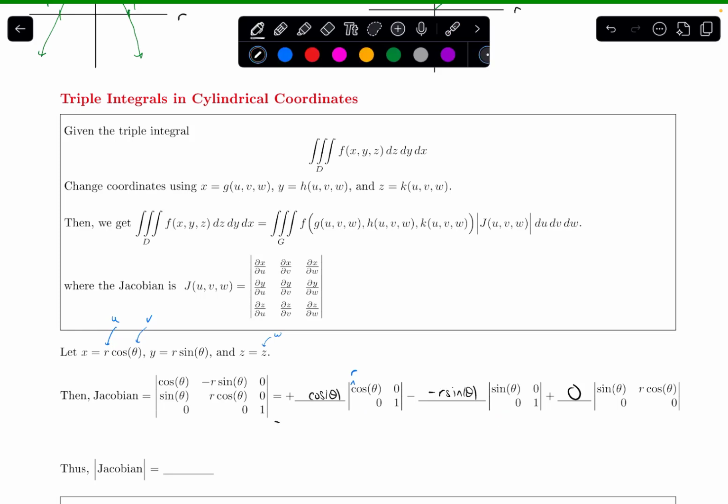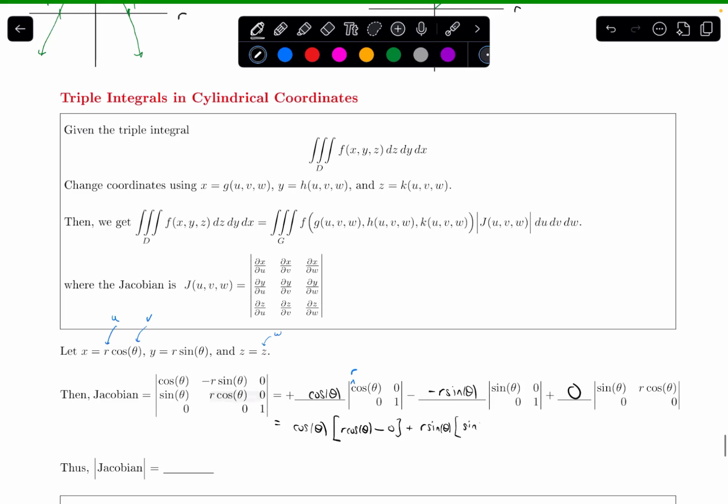So I got that cosine theta in front. Then I multiply these two entries, which gives me r cosine theta, minus the other two diagonals multiplied to get 0. And here, this double negative becomes a plus r sine theta. Now multiply that determinant: multiply these two entries to get sine theta, and then minus the other two diagonals to get 0. And then plus, well, 0 times anything is just 0, so that last term just becomes 0.